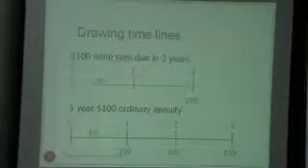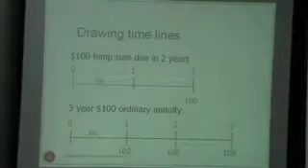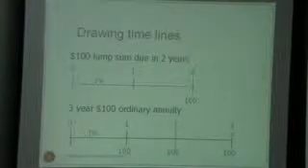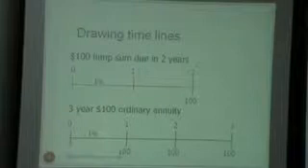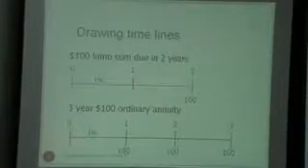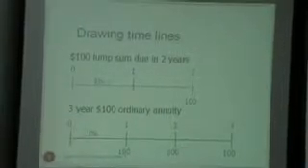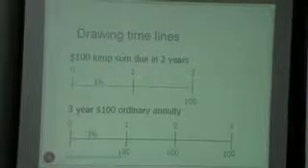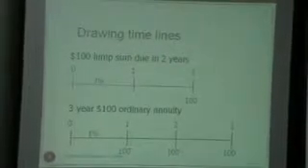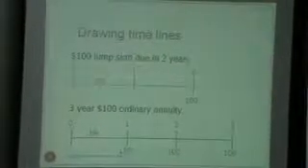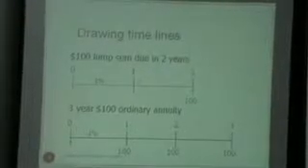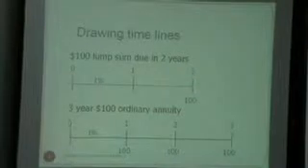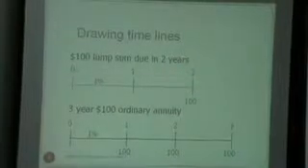There are two types of annuities. One is ordinary annuity and the other is annuity due. The difference between the two is, in an ordinary annuity, the payment occurs at the end of the period. And in an annuity due, the payment occurs at the start of the period. So that is the difference between ordinary annuity and annuity due. We'll discuss these two types of annuities in the future slides as well.